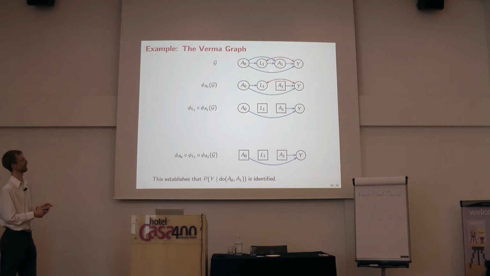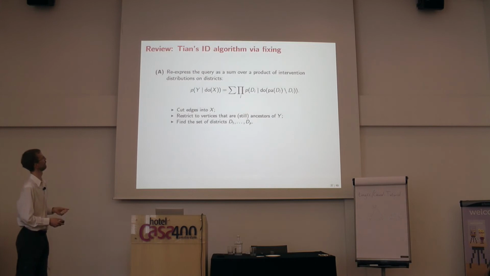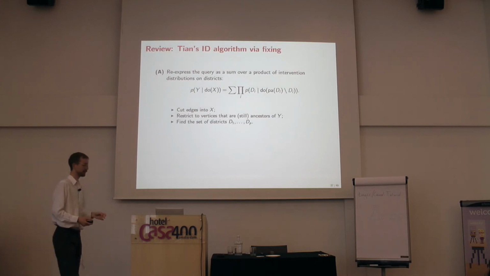We could also fix A0, but we could fix A1, that gets us to this graph. Then in this graph we can fix either L1 or A0. Here we happen to fix L1, which gets us to this graph, then we can fix A0, and then we have shown that this is identified. Okay, so that's basically the algorithm.